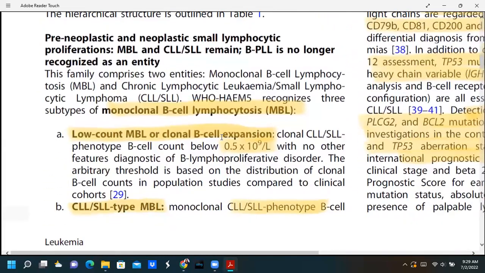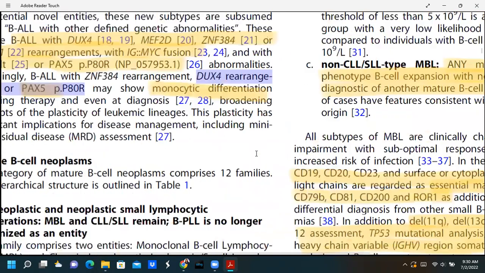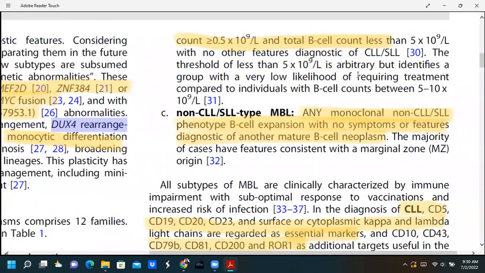So that's that. MBL. We had a good discussion on MBL. There are a few things in MBL that have to be considered. First thing is, any MBL with a CLL-like phenotype is classified into two categories. First is low count MBL or clonal B cell expansion, which will be less than 0.5 of the clonal CLL B cell count. And remember, it is the clonal CLL B cell count and not the total lymphocyte count. And then CLL/SLL type MBL, which is more than 0.5 and less than 5. And more than 5 is obviously CLL/SLL.